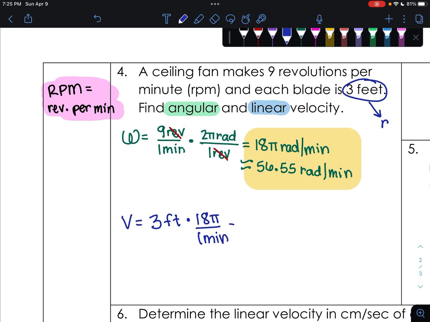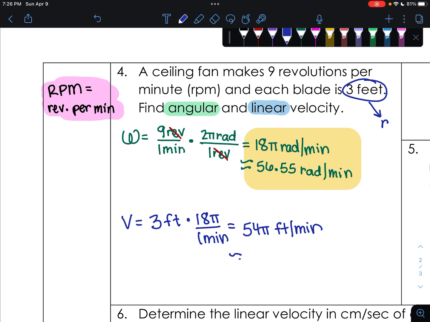So on this step, we will always drop the radians. Okay, so that's why I didn't write the radians. Linear velocity will always drop the radians. Okay, so when I multiply 3 feet times 18 pi, that gives me 54 pi. And my unit of measurement would be feet per minute.